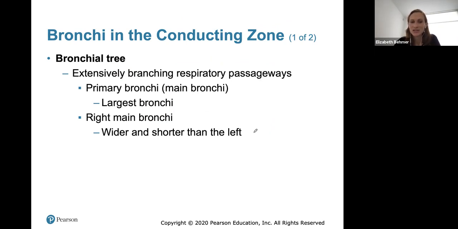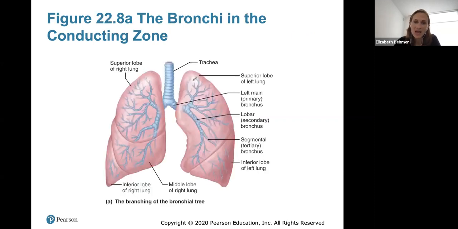This is the largest. The right main bronchi is a little bit wider and shorter than the left. And you can see them coming down here. The trachea will divide into these left and right main bronchi. And then when it divides again, it's called secondary bronchi or lobar bronchi because it's going to the lobes. Segmental or tertiary bronchus goes to the segments of each lobe.